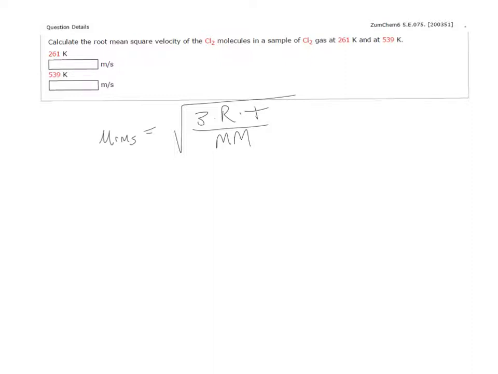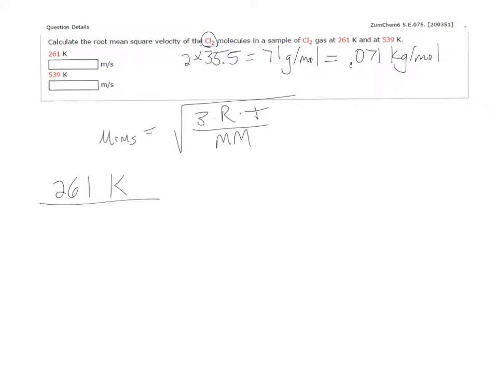Maybe we'll start there. For chlorine molecules, to get its molar mass, it'd be 2 times the atomic weight of chlorine, which is 35.5, and you get 71 grams per mole. But if we convert that into kilograms per mole, it's 0.071. So let's use this formula at each of two temperatures.